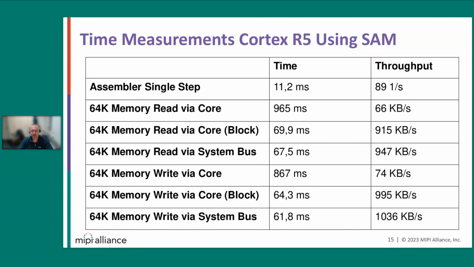As next test, we read system memory by using instruction stuffing word by word. And here the result is 66 kilobytes per second. Another test is to read system memory using instruction stuffing, but as a block read using a FIFO register that repeats one instruction. Here we reach a value of 915 kilobytes per second. The last read test uses a SAM to bypass the core and read the system memory directly. The performance is nearly identical compared with the core block read access. And all the experiments with the write accesses show nearly identical results and trends as the read accesses.